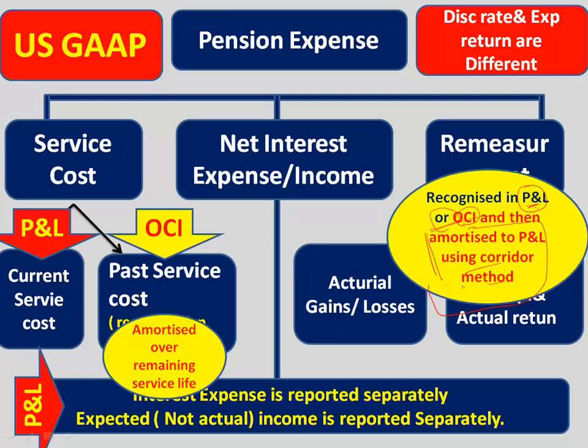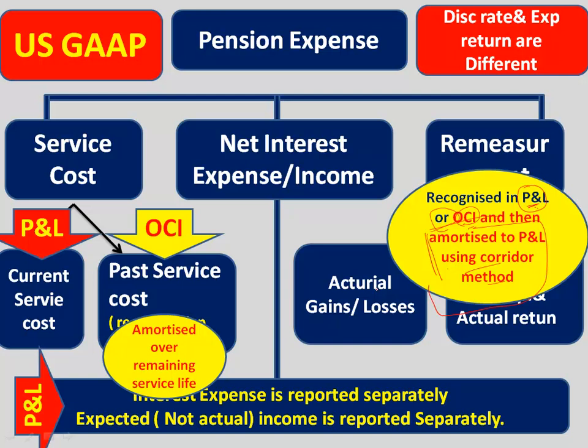Interest expenses expected on that. This interest expense is reported separately. That is, liability into the discount rate, that will always be on expected rate. No, discount rate anyways is an expected rate. A discount rate will be there anyway.